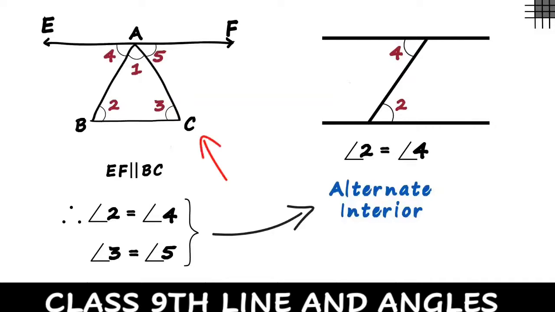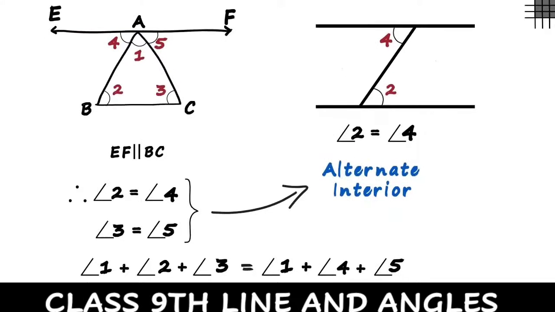Look at the figure and see where angles 1, 4 and 5 are placed. EF is a straight line. And since EF is a straight line, we know that the sum of angle 1, angle 4 and angle 5 will equal 180 degrees. It implies that the sum of angles 1, 2 and 3 will also equal 180 degrees.